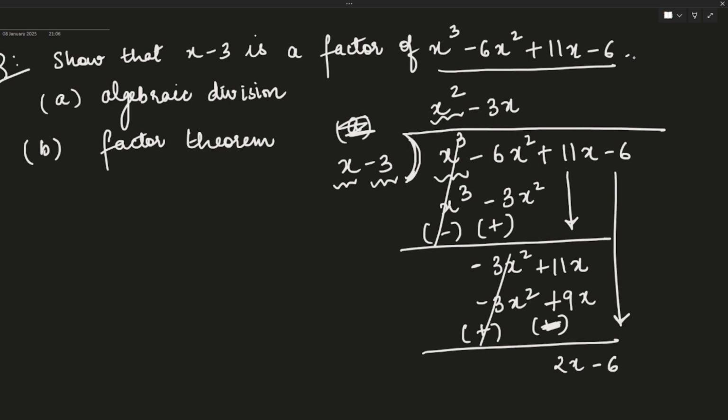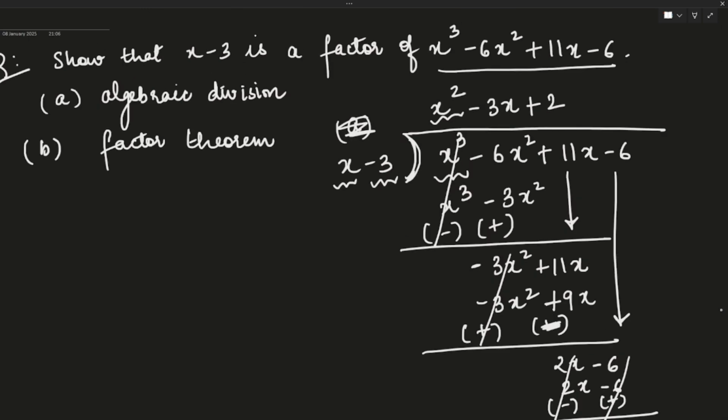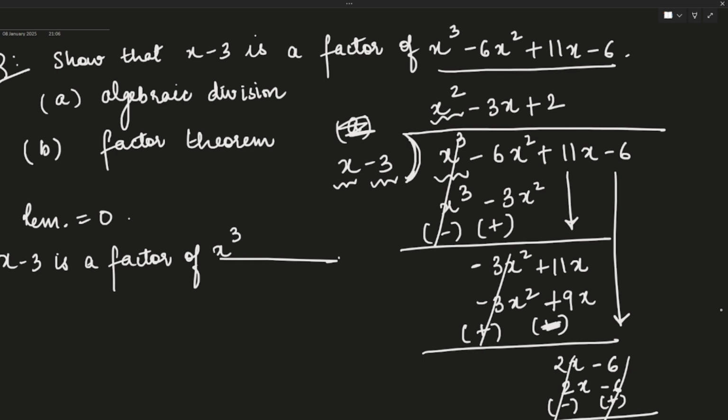What will be multiplied to x to get 2x? Plus 2. So this is 2x, and minus 3 into plus 2 is minus 6. We'll reverse the signs, so you'll get 0 over here. So when divided algebraically, the remainder is 0. So x minus 3 is a factor of this polynomial, x cube minus 6x square plus 11x minus 6.